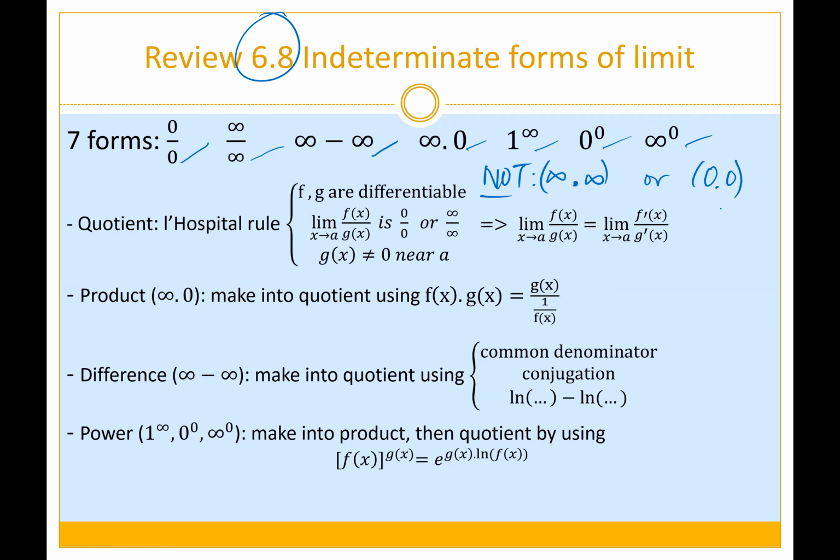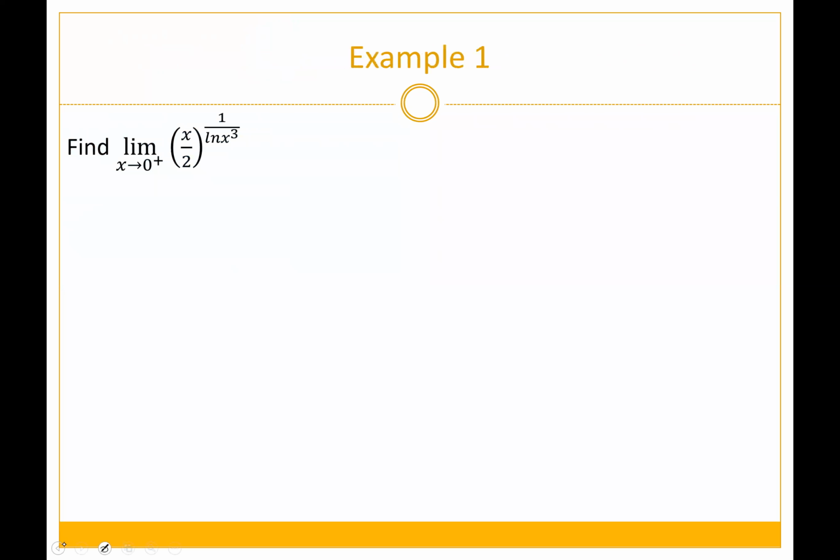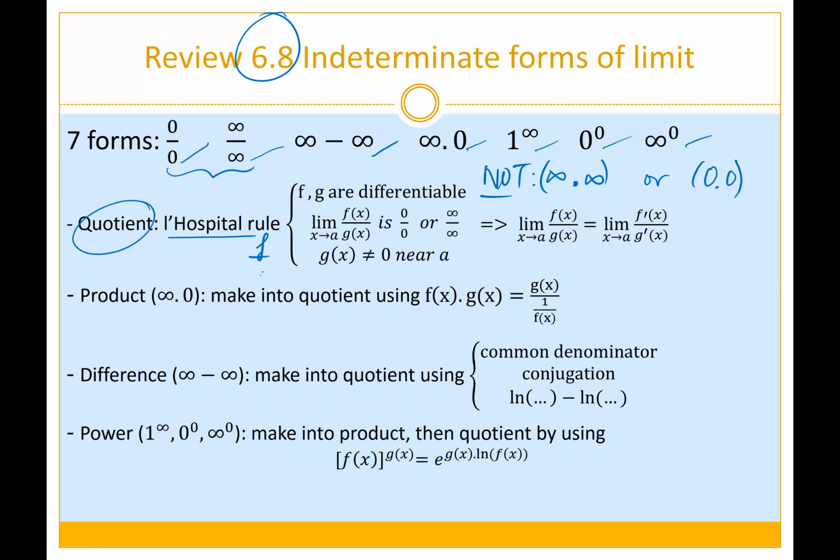The way you're going to do it: when you're given, say, the first 2 forms, which are quotients, you're going to use something called L'Hopital's rule. To use this, say you have f over g, you have to make sure that both of them are differentiable, because in this L'Hopital method, you're going to take the derivative of both the numerator and denominator.